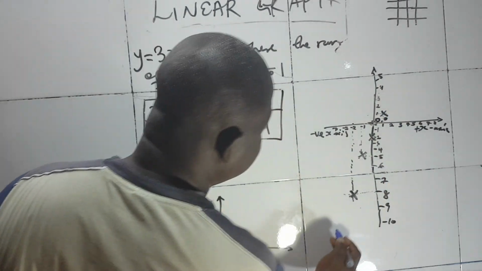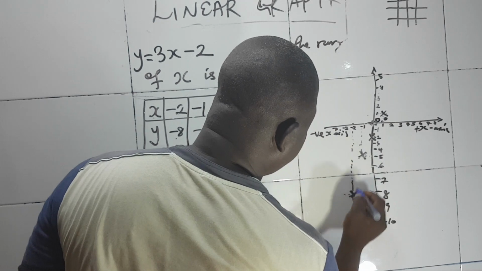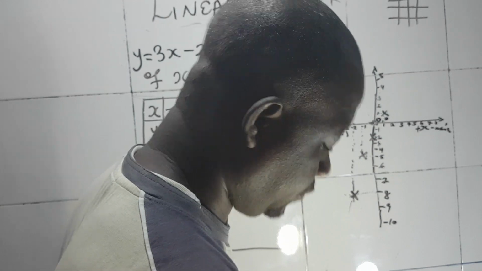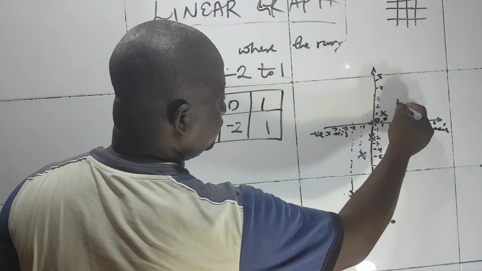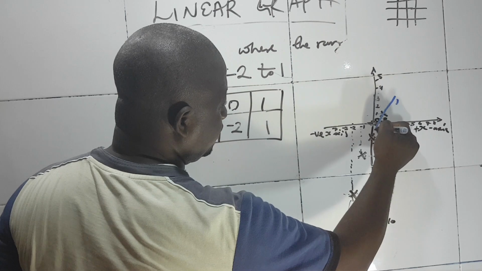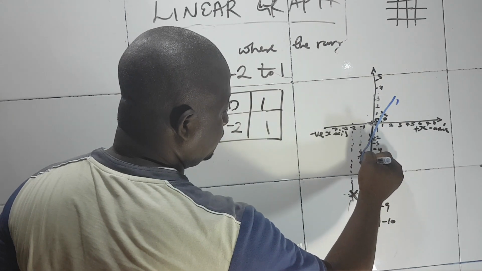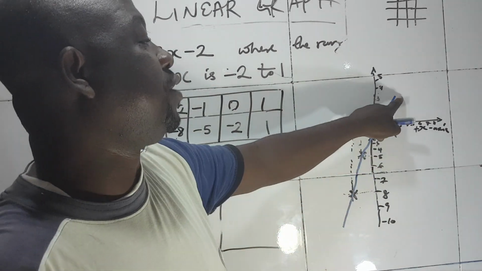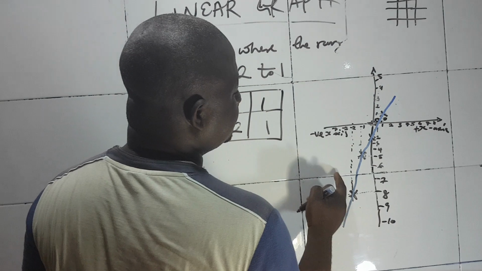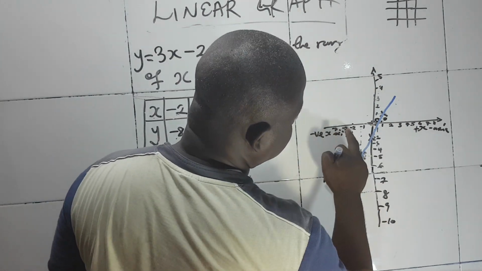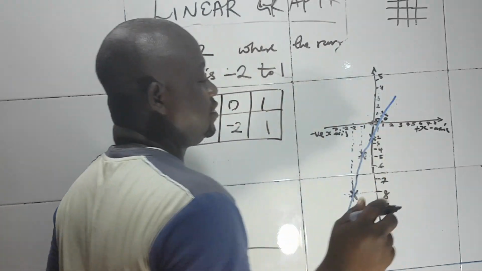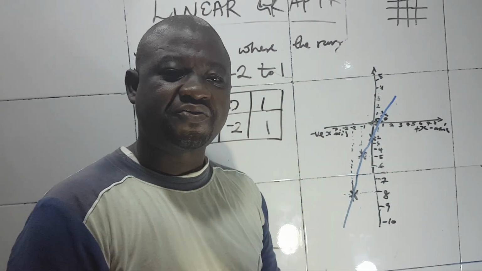So you will now join the points together. By the time you join the points together, like this, let me use another marker to join it. You join the points together. If you now look at it, this is what? A straight line. As your x is increasing, your y is also increasing. You can see they are both increasing. So this is now what? A line graph, a linear graph, a straight graph.